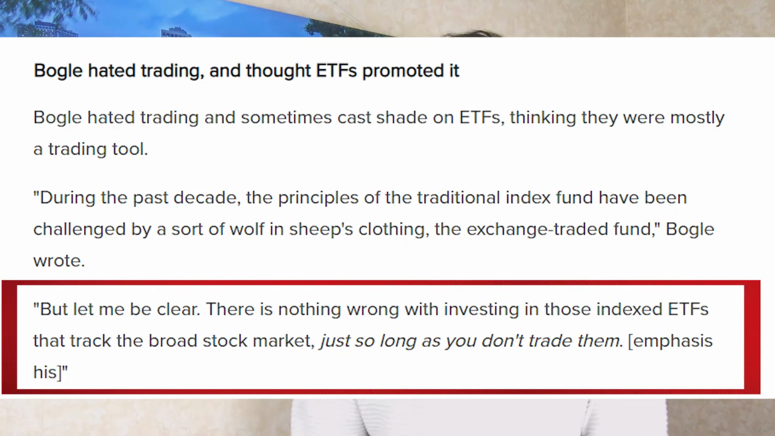He then goes on to say, but let me be clear, there is nothing wrong with investing in those indexed ETFs that track the broad stock market, just so long as you don't trade them. And so this short-term trading that an ETF encourages is exactly what Bogle did not want, and he insists that you should only use ETFs as long-term investments.